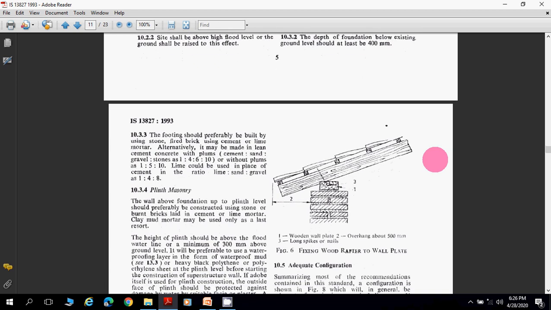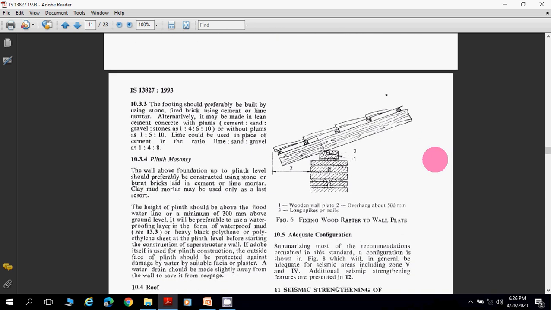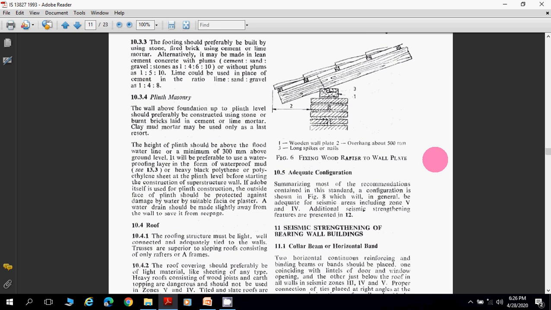The footing should preferably be built using stone masonry work or fired brick, using cement or lime mortar, and that should be used in a proportion of 1:4:6:10 in a lean concrete with plums, which is a combination of cement, sand, gravel and stone, or without plums 1:5:10, in which lime can be used in place of cement. So lime, sand and gravel with a ratio of 1:4:8.